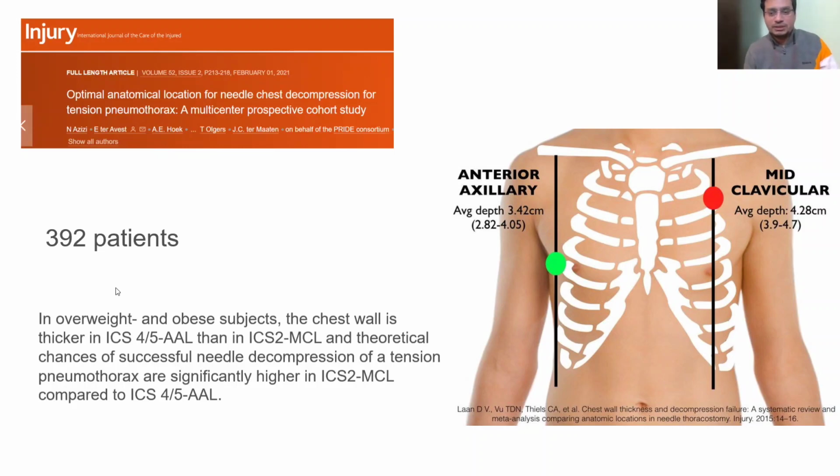And theoretically, the chance of success in the second intercostal space is higher compared to the fourth or fifth intercostal space, and that is the very good message from this study. Okay, so that is the answer. Sometimes people may ask you in exam.